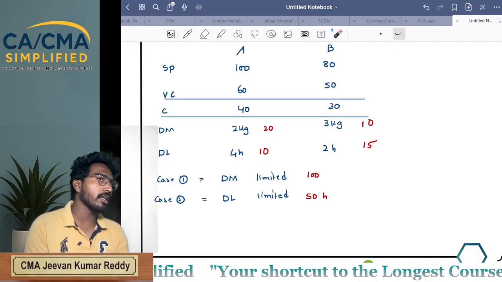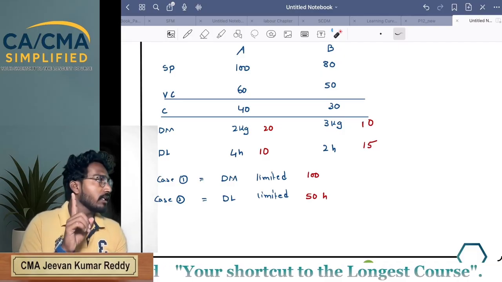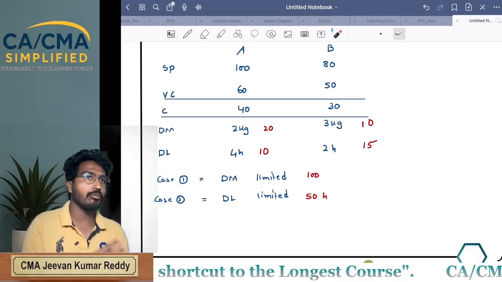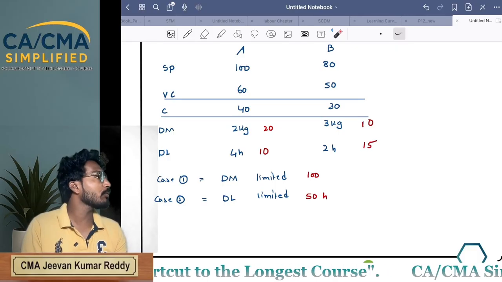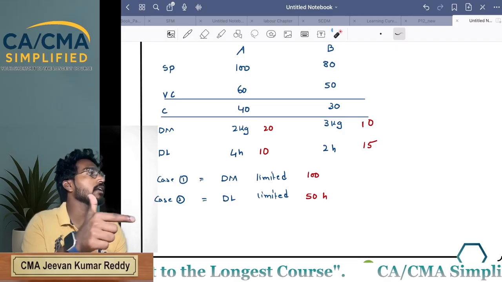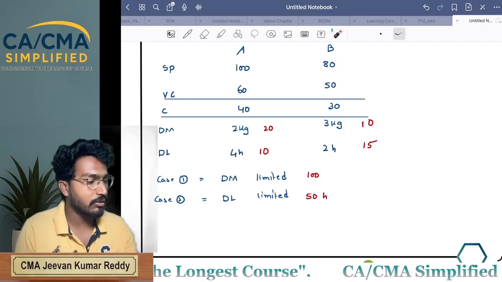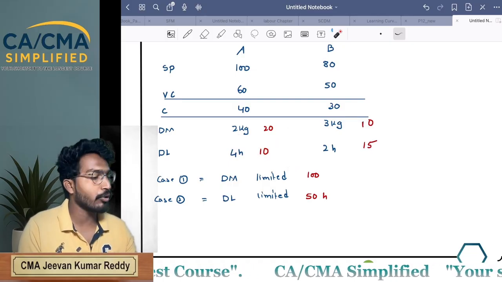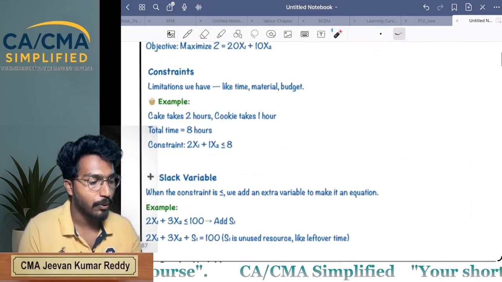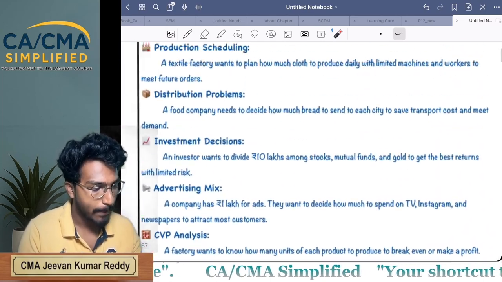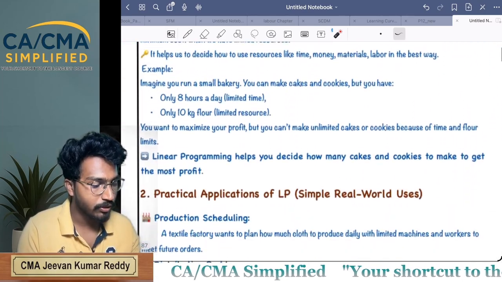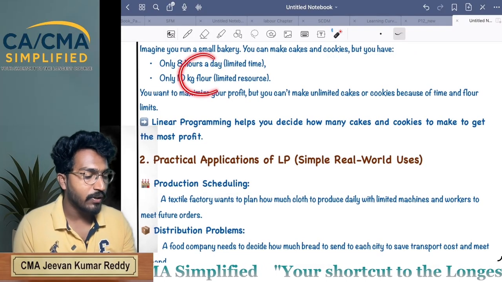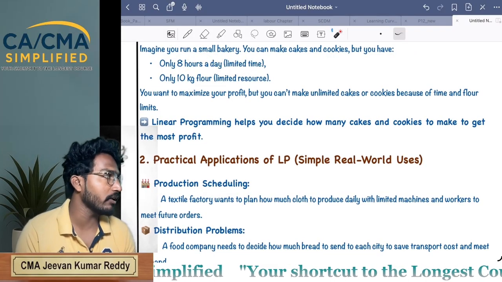Did you understand? Am I clear? For a single limited factor, we use marginal costing techniques. For multiple limited factors, we use linear programming. So to solve this type of complex problems, we use linear programming. Next, for this type of problem, we use linear programming.